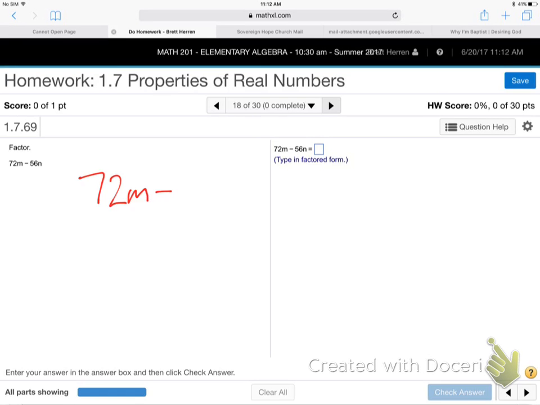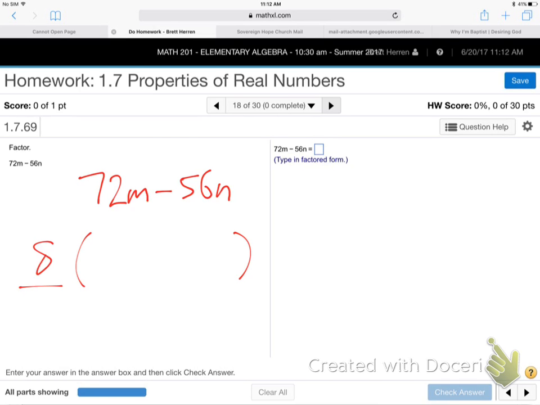72m minus 56n. All right, so parentheses, something in the front. Take your calculator, and if you're not sure, find out, but don't say it out loud, give everybody a chance to use their calculator. Find out what goes into 72 and what goes into 56. Now, you know 2 goes in, and 4 goes in also, but 8 is the biggest thing.